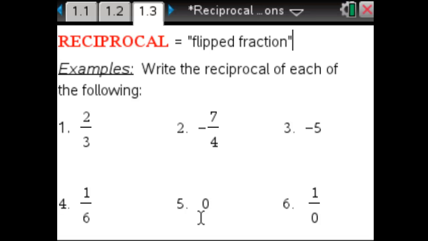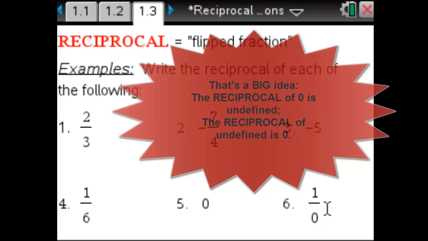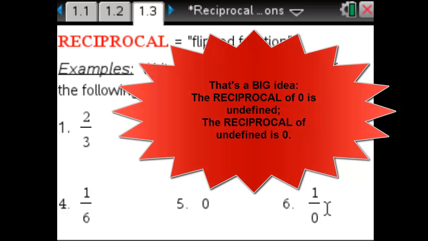Number five, 0/1 is really 0. When I flip that, I get 1/0. So the reciprocal of 0 is undefined. That's going to be a big deal as we move on through trig. And similarly, if I start with a fraction like 1/0, which is undefined, and flip it, I get 0/1 or 0. The reciprocal of undefined is 0. Next page.